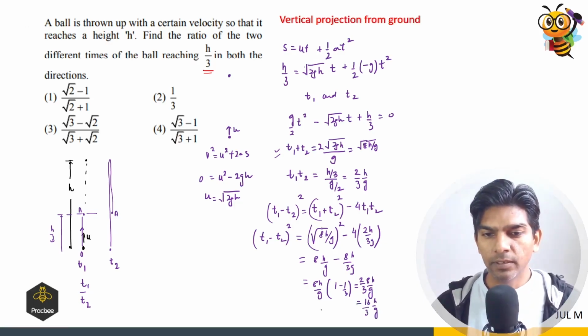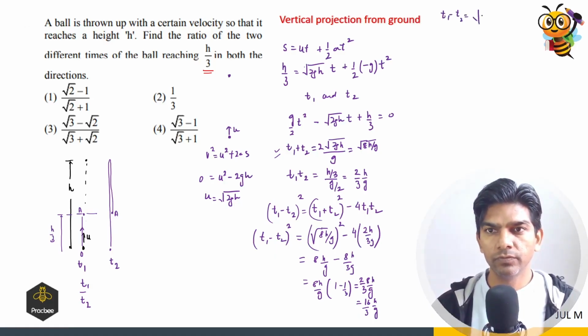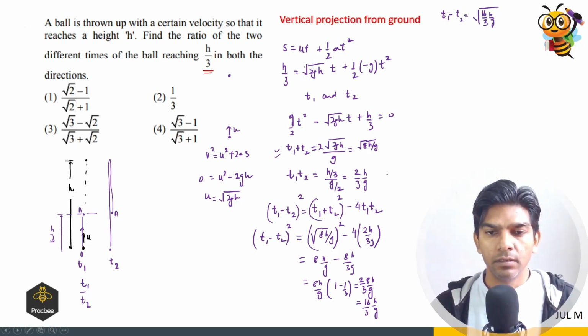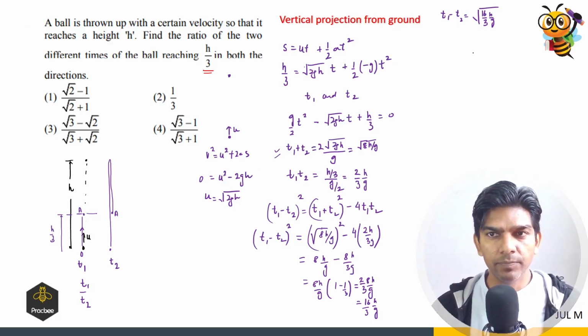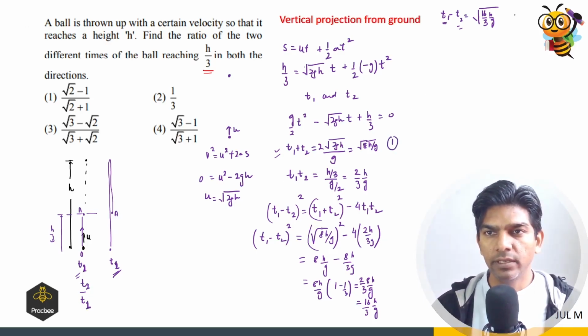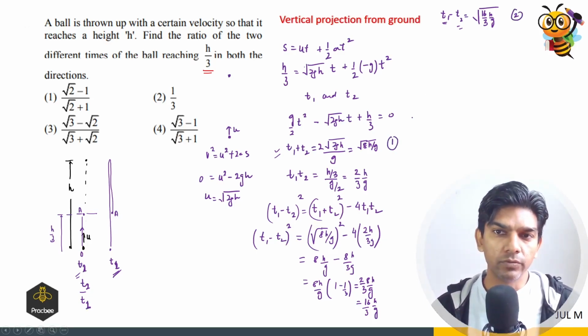So t1 minus t2 will be root of 16 by 3 h by g, right? Now since t1 minus t2 is positive, we can say this T1 corresponds to this T2, and this T2 corresponds to T1. Let me write it as T1 and this as T2. We have to find T2 by T1. Now let us use equation 1 and equation 2 to find T1 and T2.